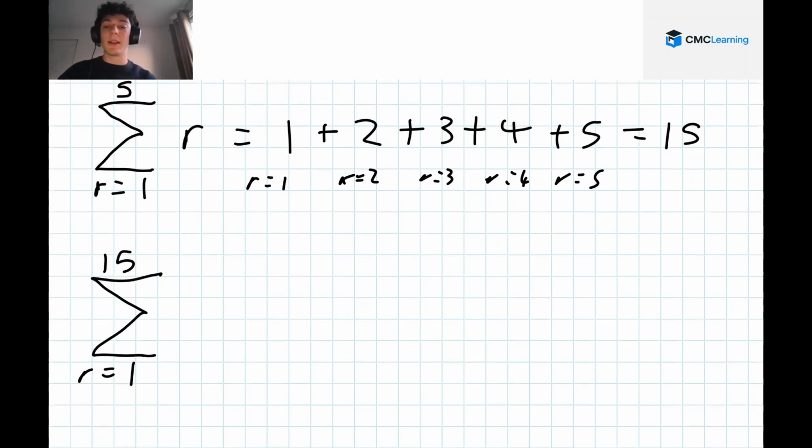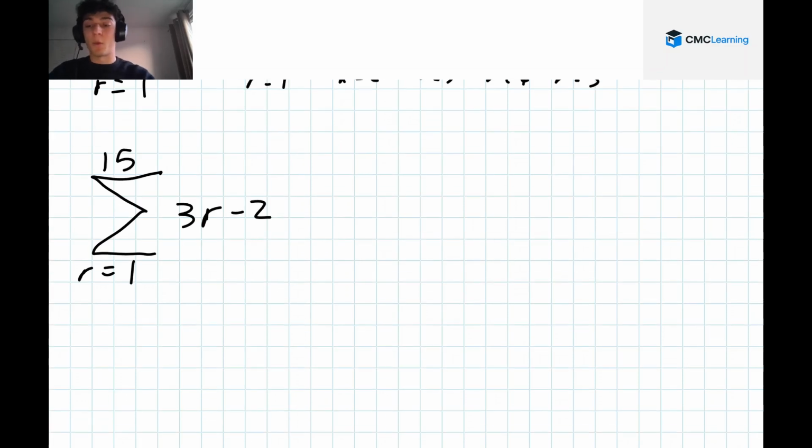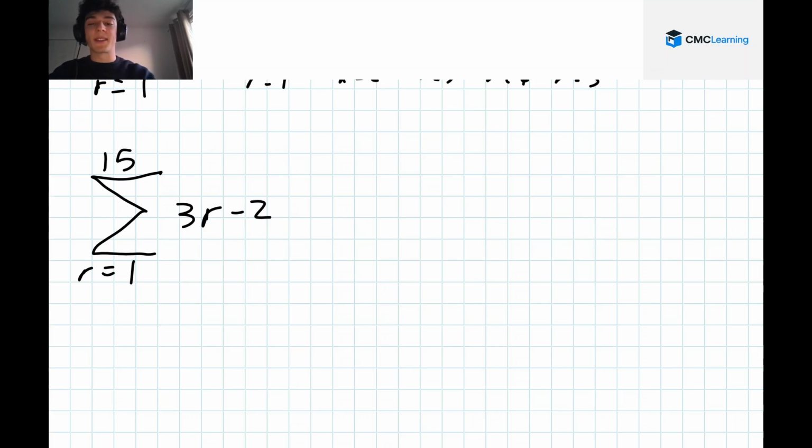We can get some sort of complicated numbers going here. One of the forms that we should be on the lookout for is something like this. So let's again read out what this mathematical term is saying. We need to do the sum of 3r minus 2 for values of r ranging from r equals 1 all the way up to r equals 15.